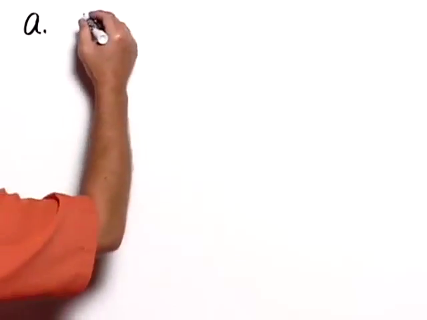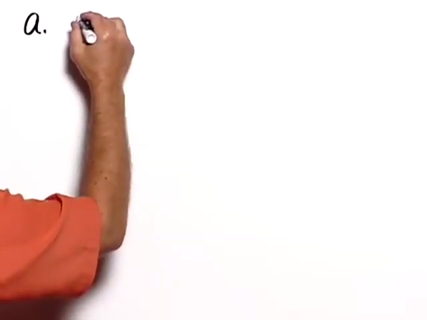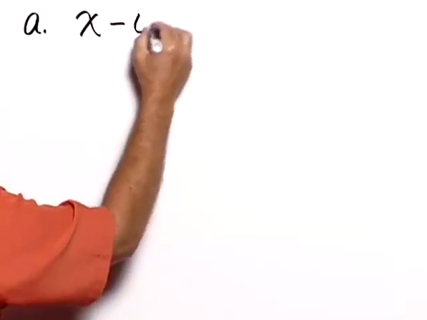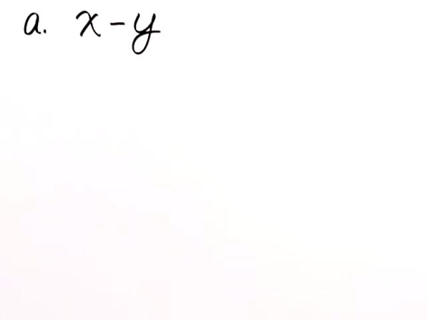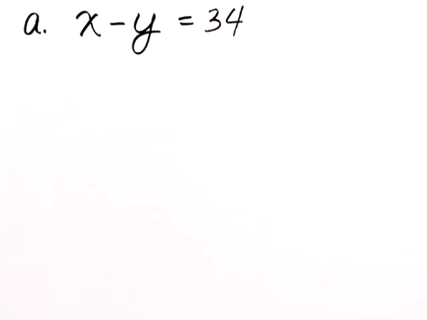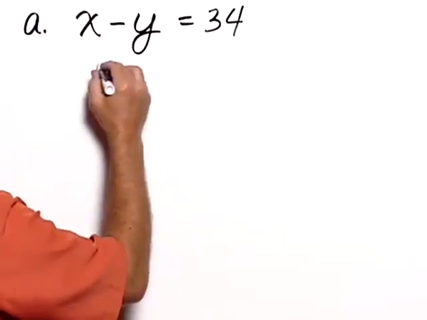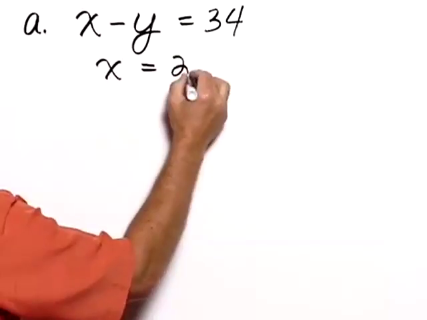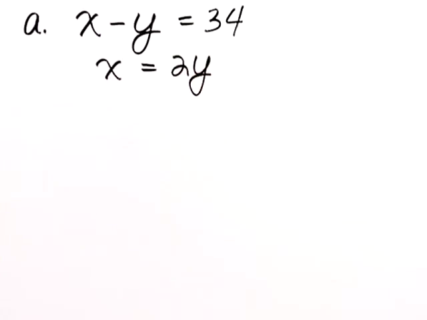Part A is to write a system of equations that models the information. We're told that the difference between two numbers, so we would write that as x minus y, equals 34. Then we're also told that one number is twice the other number. So we could write that as x equals 2y.